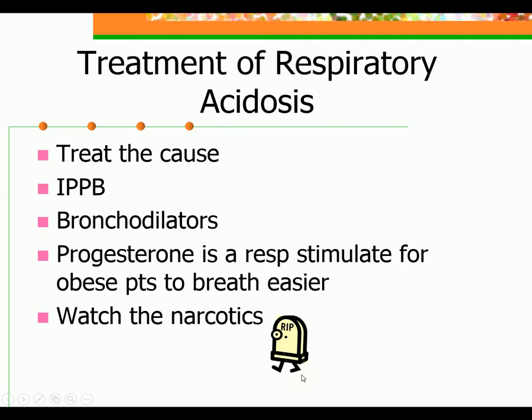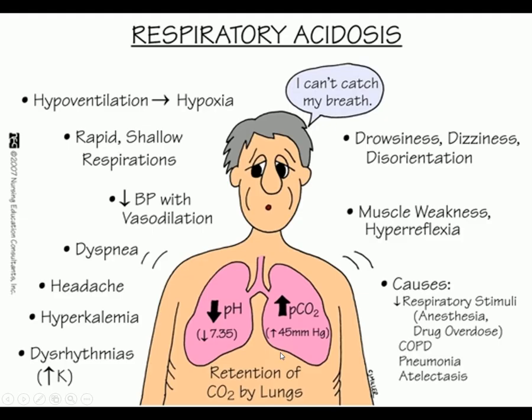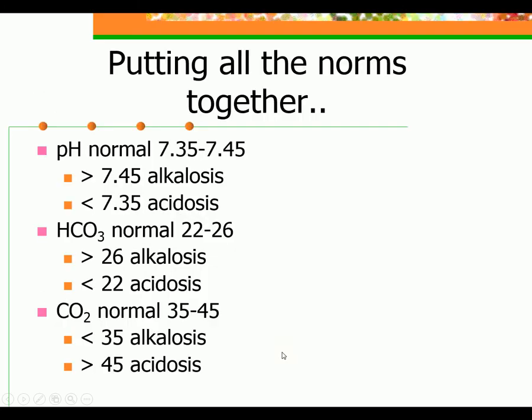So we don't want to be that nurse who does not critically reason, critically think. I have someone in respiratory acidosis, right? They're already hypoventilating, so I have to be very careful with narcotics. And there's another picture if you want to go by the pictures. So let's put it all together, okay? This is what you need to know to interpret any ABG.